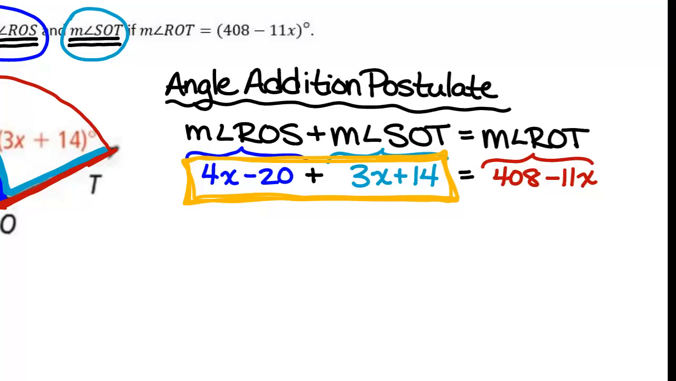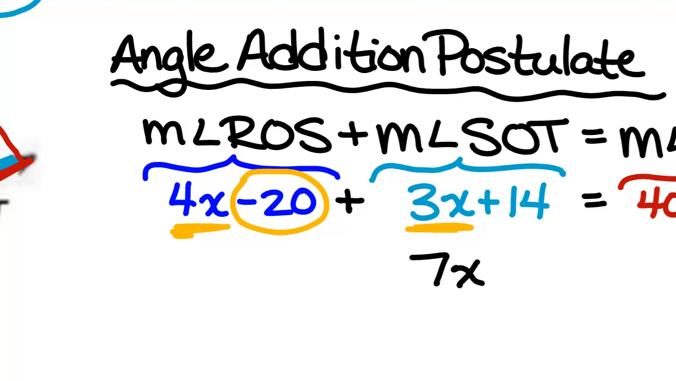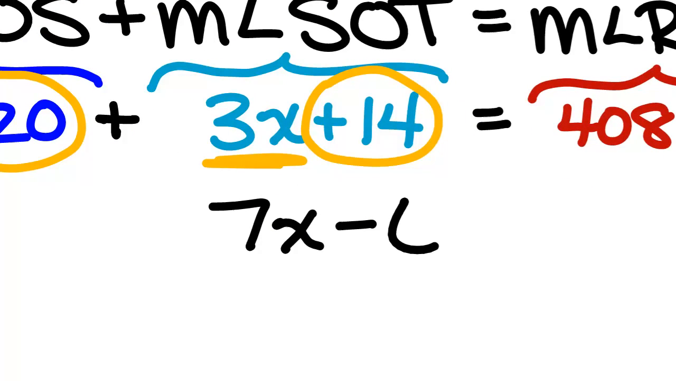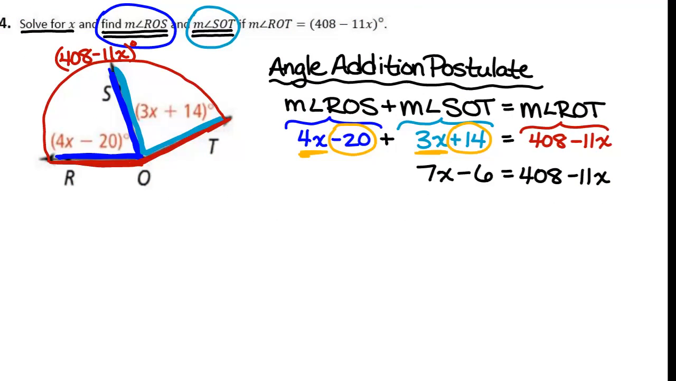Is there anything that I can simplify, any like terms that I can put together over there? 4x and 3x. What do I get when I combine those? 7x. Anything else I can combine? Negative 20 plus 14. What is negative 20 plus 14? Negative 6. So 7x minus 6 equals 408 minus 11x. So what we just did in that step was we simplified.